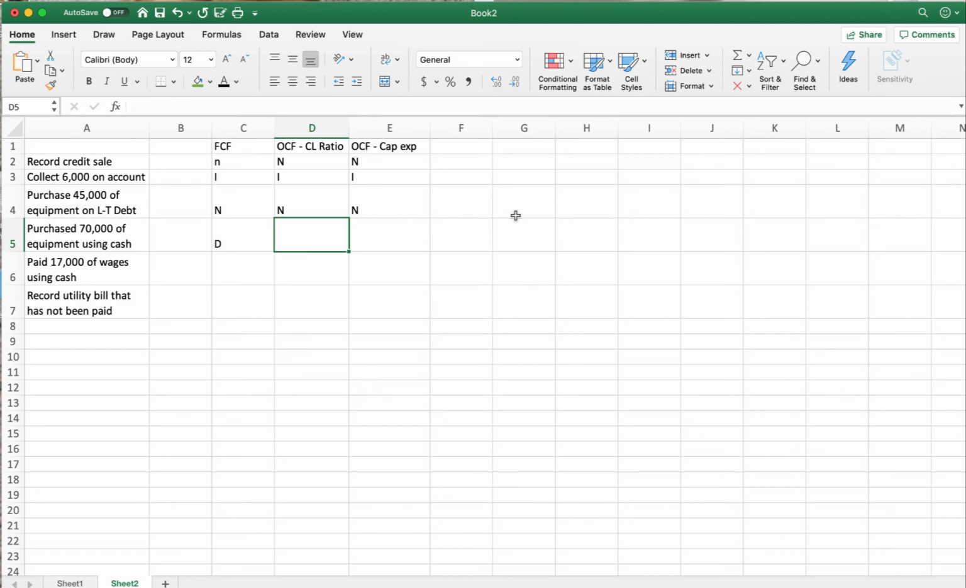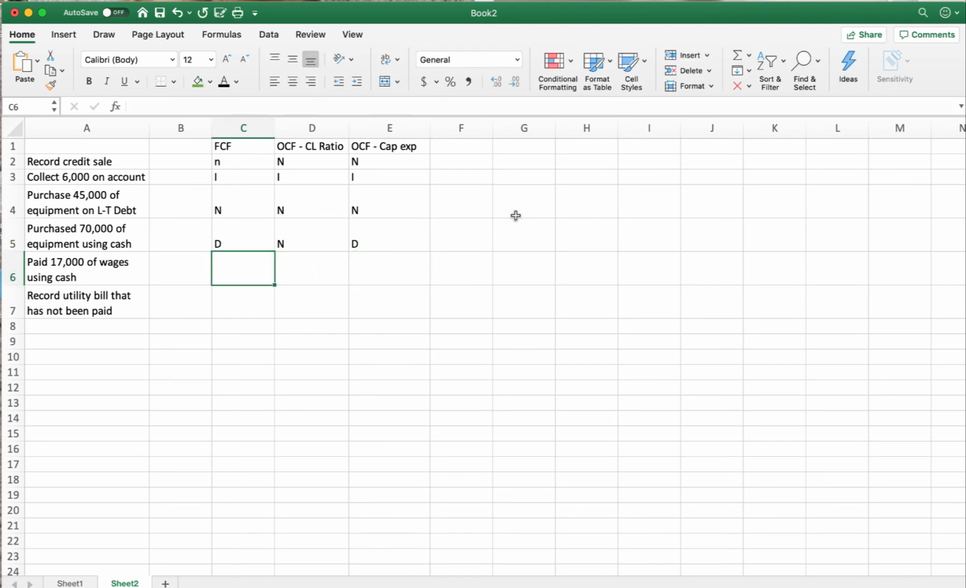Equipment has nothing to do with current liabilities, right? Doesn't have anything to do with current assets either. So this is a no effect. It does, however, impact the operating cash flow to capital expenditure ratio, right? We're increasing our capital expenditures. We're increasing the bottom amount, or the denominator. So in essence, that one should also decrease as well. Okay.